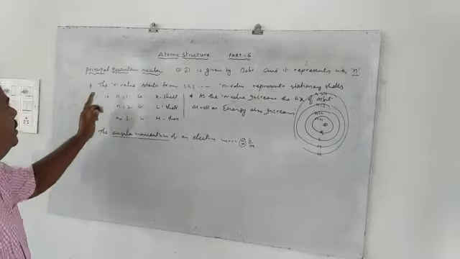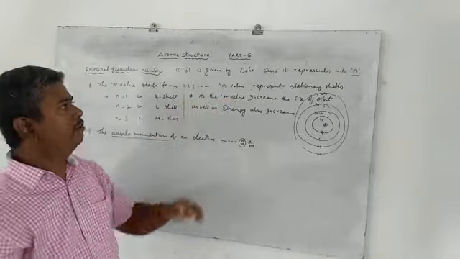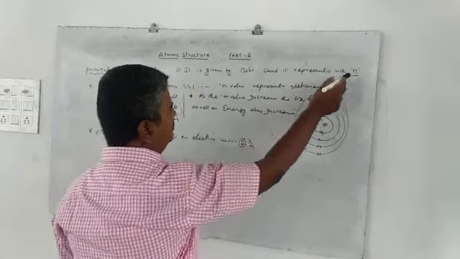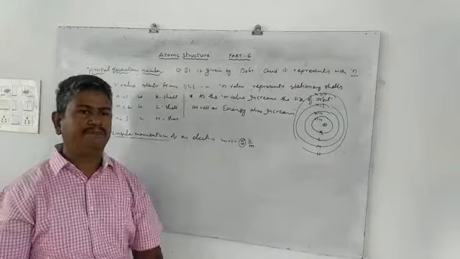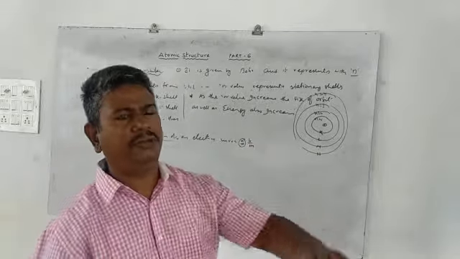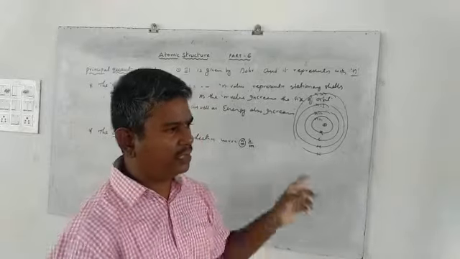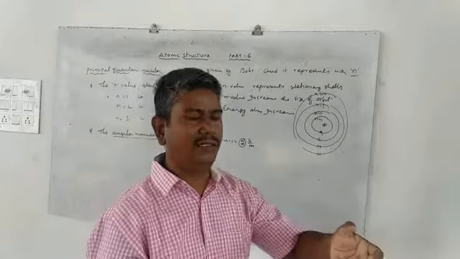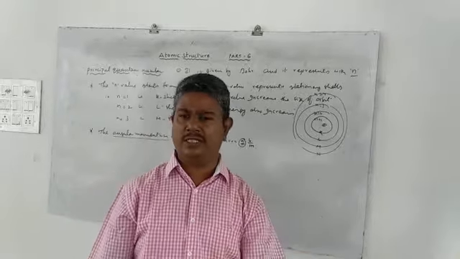So that is the principal quantum number. The principal quantum number was given by which one? Bohr, and it is represented with small n. The n value starts from 1, 2, 3. That means they are designated as K, L, M shells. So as the n value increases, what happens? The size, that means the radius of the orbit as well as energy also increases.